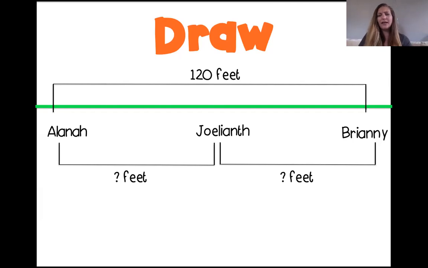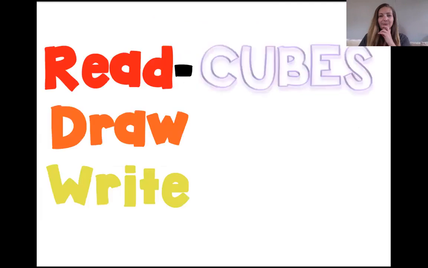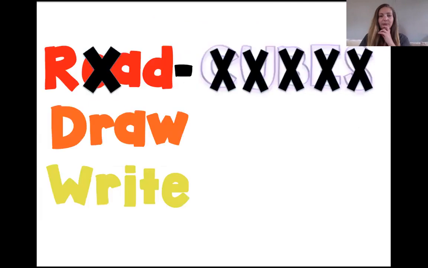Then I said, you know what? This kind of reminds me of a different diagram that we draw, which is what? It sort of reminds me of a tape diagram. So then I was thinking, if the total number of feet is 120 feet, then the two parts at the bottom have to be the same. So let's see if I can show you an example.